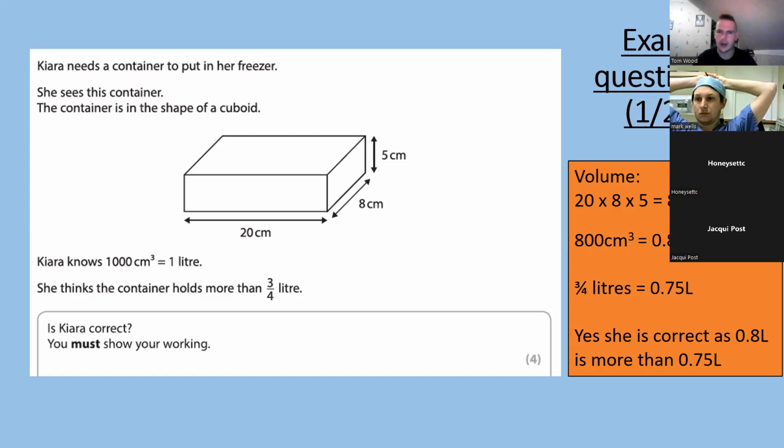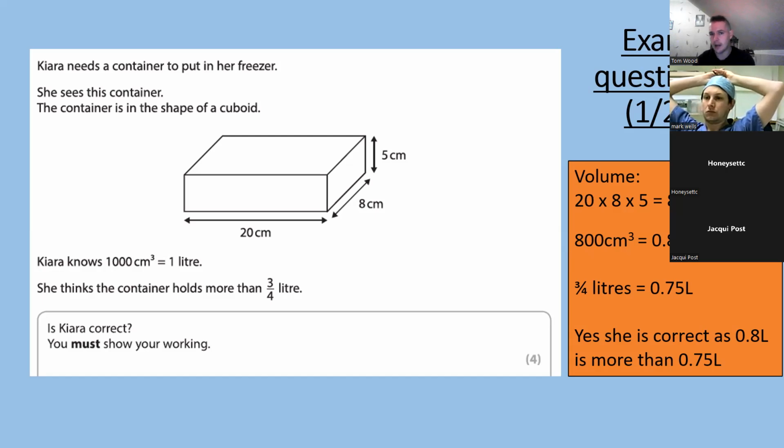No, absolutely fine. I was just mentioning a minute ago, it's either way you prove it. And again, if you see the mark scheme for this question, there will be lots and lots of different ways of proving it. I've chosen to convert my volume into a capacity.